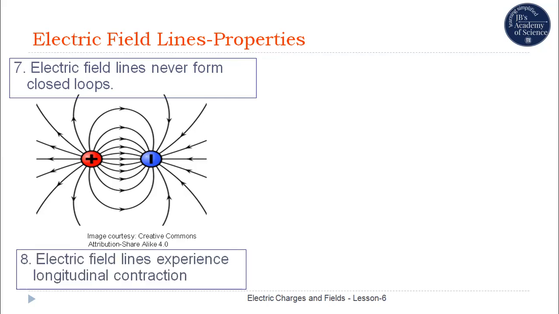Electric field lines experience longitudinal contraction. Electric field lines have a tendency to contract lengthwise.